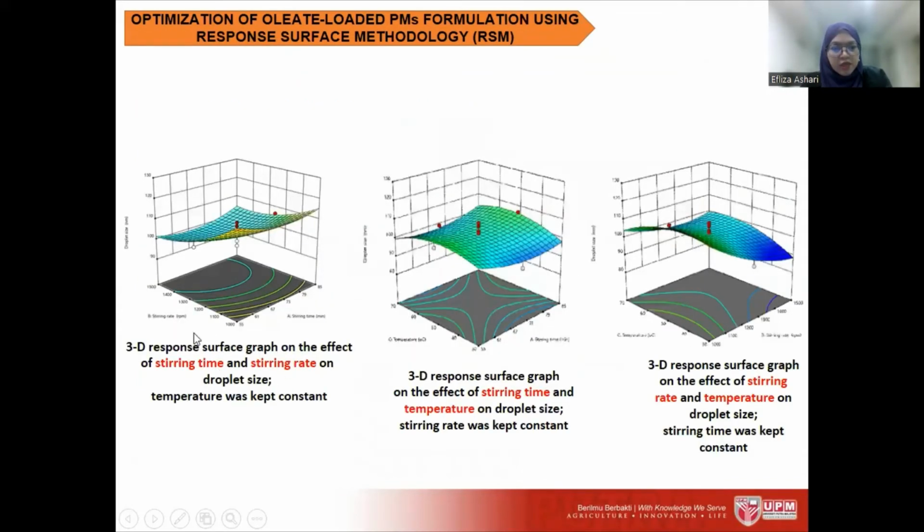And also from RSM, we can see the interaction between 2 variables with the response surface graph. For example, here we can see the trend of interaction between stirring time and stirring rate while temperature was kept constant. As you can see here, as we increase the stirring rate and increase the stirring time, the particle size will increase. And for this trend, you can see the interaction between stirring time and temperature. So this is the optimum one. And also this curve between stirring rate and temperature with the droplet size.